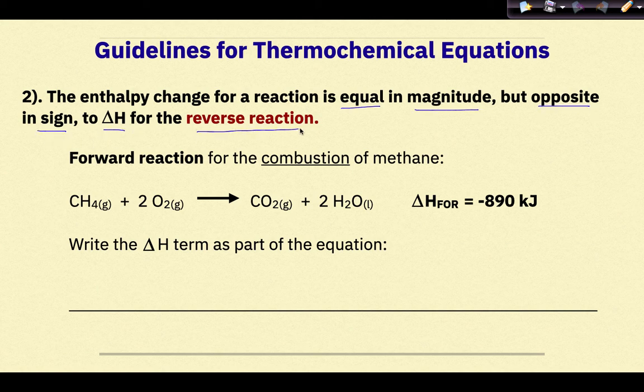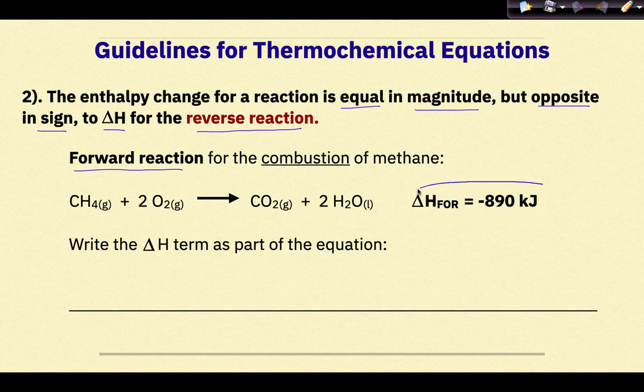The enthalpy change for a reaction is equal in magnitude but opposite in sign to delta H for the reverse reaction. Let's look at an example of this. A forward reaction for the combustion of methane. So we just looked at this before. 1 mole of methane plus 2 moles of oxygen gives us carbon dioxide and 2 moles of water, and we have a delta H of negative 890 kilojoules.